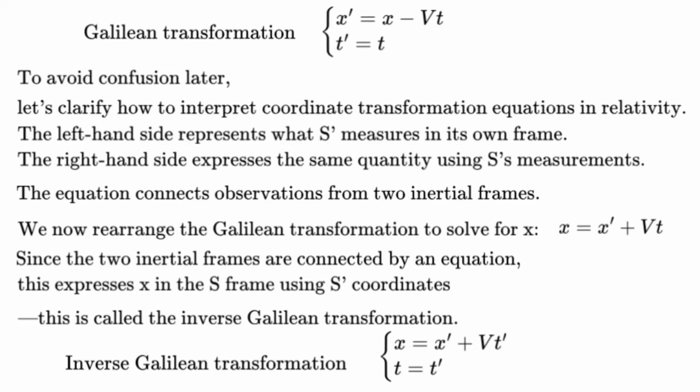We now rearrange the Galilean transformation to solve for x equals x prime plus vt. Since the two inertial frames are connected by an equation, this expresses x in the S frame using S prime coordinates. This is called the inverse Galilean transformation.